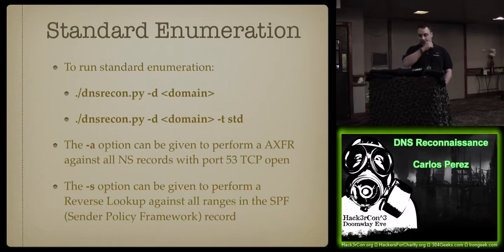So when we start using DNS enumeration, typically for the standard enumeration, we just give it a -d and the domain name, or we can do -d domain name and -t for the type of enumeration, and we can give it standard. I can also tell it to do a zone transfer, and I can do that by just giving it -a. It'll also perform a zone transfer. Even if the zone transfer is successful against one DNS server, I'll also test the others. In addition to that, I will still enumerate the records, and I'm going to tell you why.